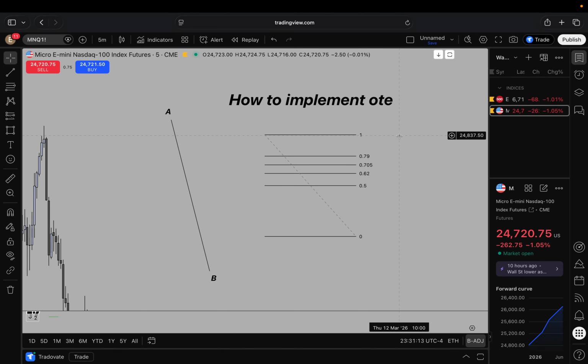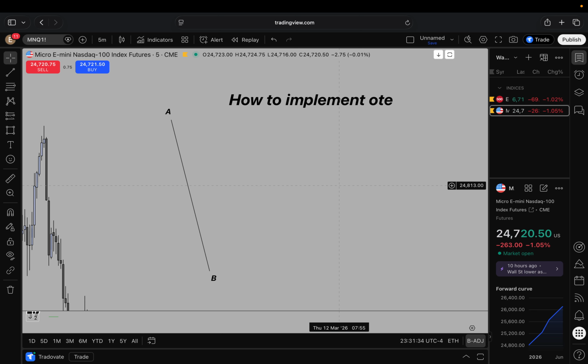Alright, what is up? I'm going to show you guys how to implement OTE into your trading. And what is OTE? OTE is optimal trade entry, which is basically just where price is most likely to end up reversing. So this is how I implement it into my trades, right?